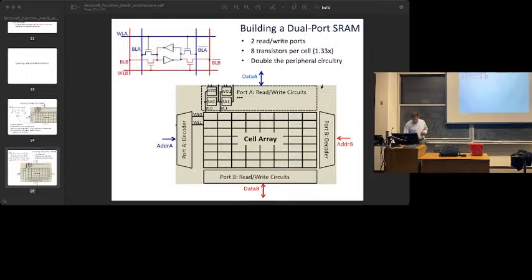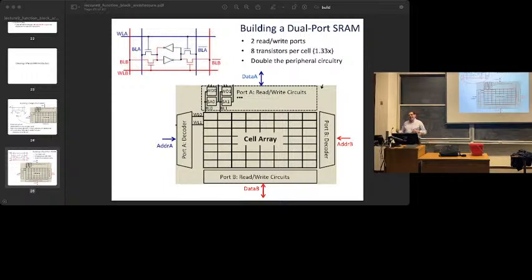What does this do? Well, I need 8 transistors per cell now. So my transistor count is not free. To get the second port, I had to increase my transistors per cell by 33%. So it's not catastrophic, but it does cost me something. Then when I turn this into an actual SRAM block, I make a cell array just like I did before, but I'm now using these slightly bigger, 8 transistor cells.